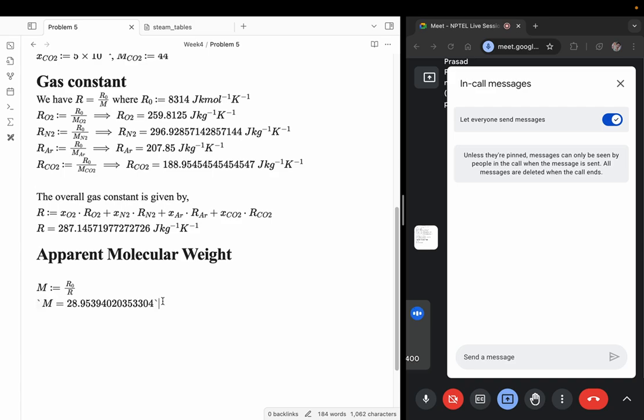This is something that you consider for the air normally. You consider this as a molecular weight for the air, and you can use this to get the gas constant for the air. You can remember these values, or if not, usually they will be provided.